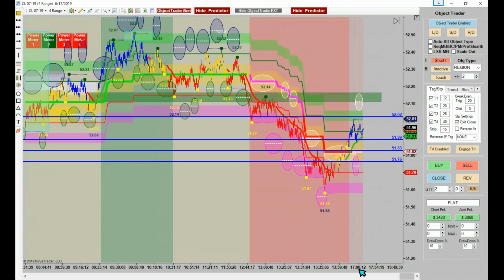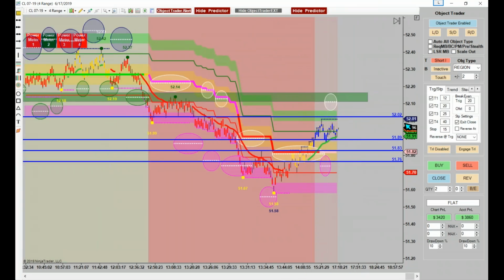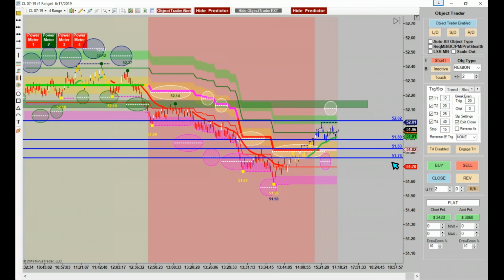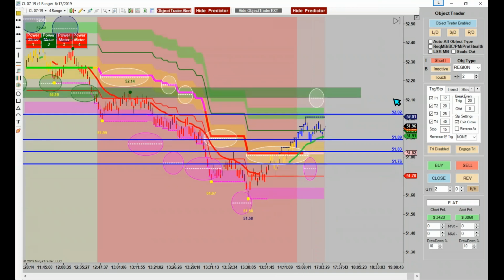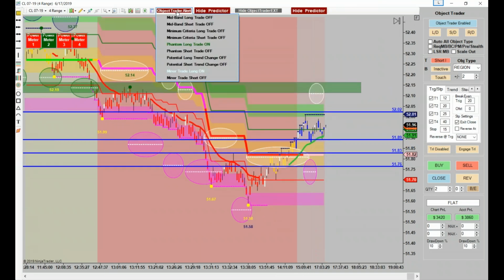Anybody in the room today not know what a phantom trade is? Anybody new enough that you don't know? Because all these trades that are taught here are simply different types of trades that we take. We teach a mid-band trade, long and short. We teach a minimum criteria trade, long and short. We teach a phantom trade, long and short. We watch for potential long trend changes and potential short trend changes with this little indicator, little alert.